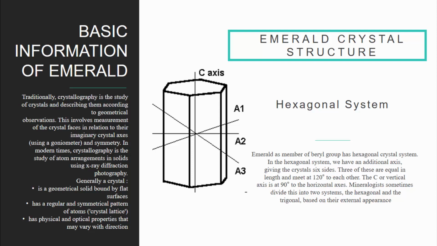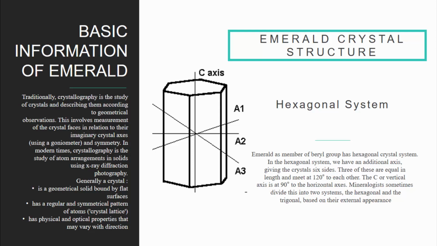Generally, a crystal is a geometrical solid bound by flat surfaces. It has a regular and symmetrical pattern of atoms, or crystal lattice. It has physical and optical properties that may vary with direction. Emerald, as a member of the beryl group, has a hexagonal crystal system.